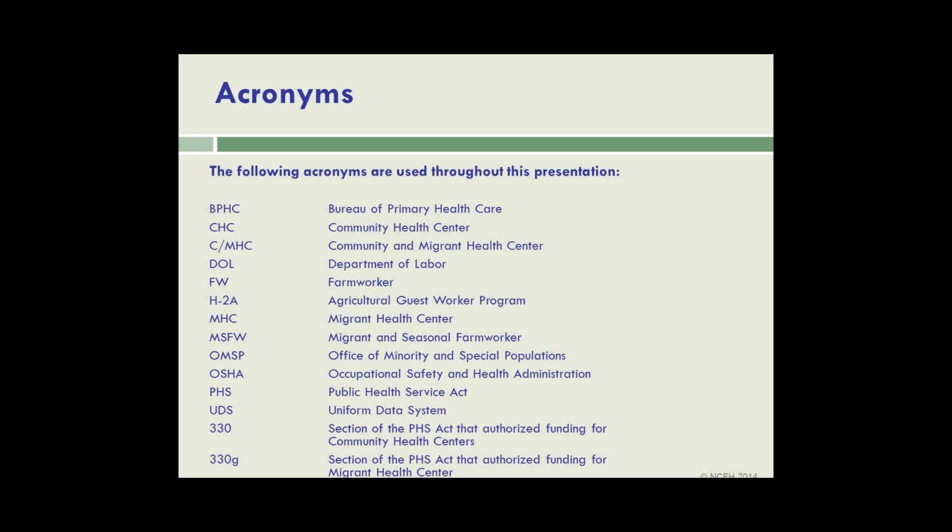330 is the section of the PHS Act that authorized funding for community health centers, and 330G is the section of the PHS Act that authorized funding for migrant health centers. These are commonly used acronyms in the migrant health field.